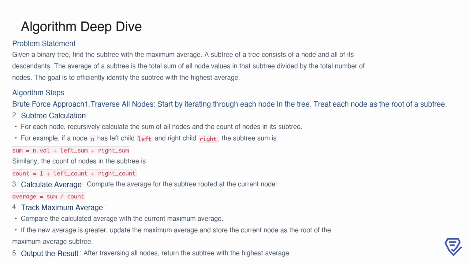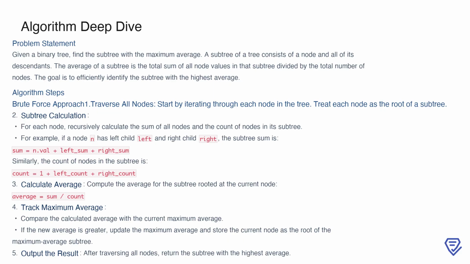Here, we iterate through each node in the tree, treating it as the root of a subtree. For each node, we recursively calculate the sum and count of all nodes in its subtree. For instance, if a node has a left child and a right child, the sum of its subtree would include the sum of values from both children and its own value. Similarly, the count of nodes would include the count of both children plus 1 for the current node itself.